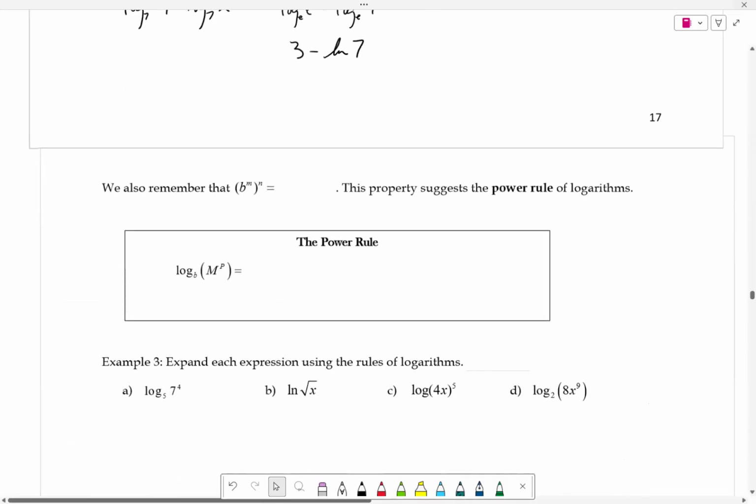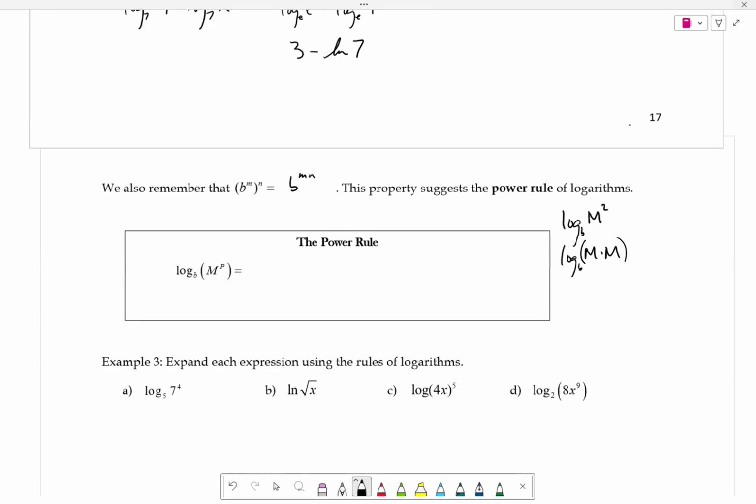Cool. One more. The power rule. We know that b to the m all to the nth power is equal to b to the mn. So this one, I think I'm going to motivate a little bit differently though. I'm going to do some side work here. Log base b of m squared. And then we'll fill in the box. Well, m squared we know is the same thing as saying log base b of m times m. And now we could use the, what rule?